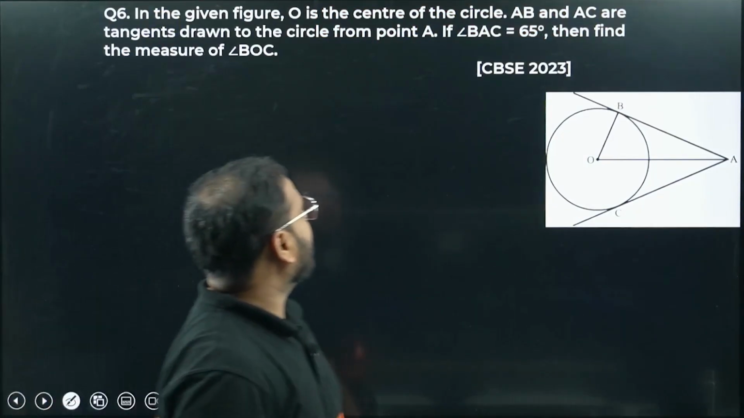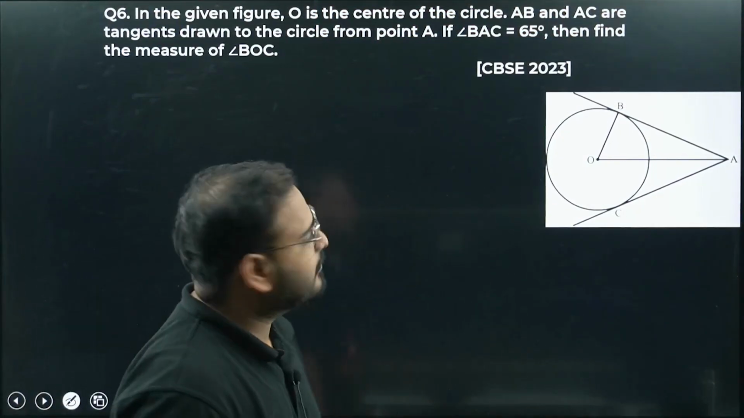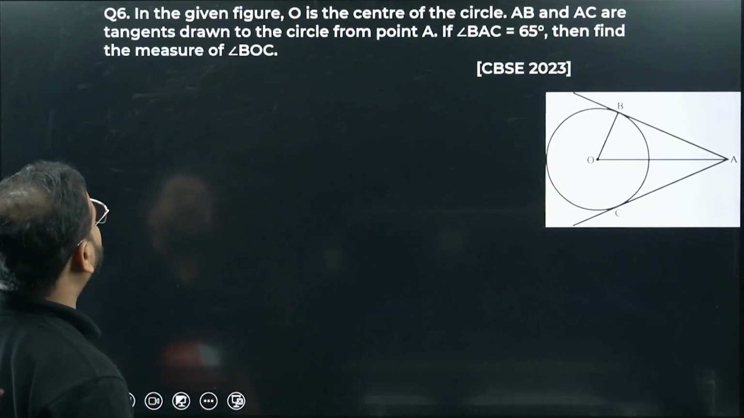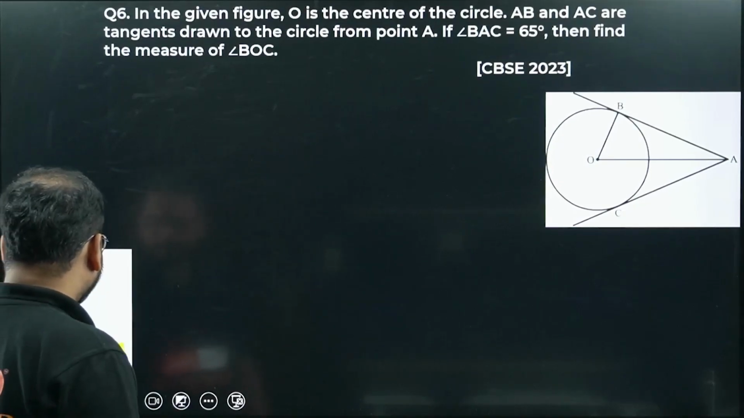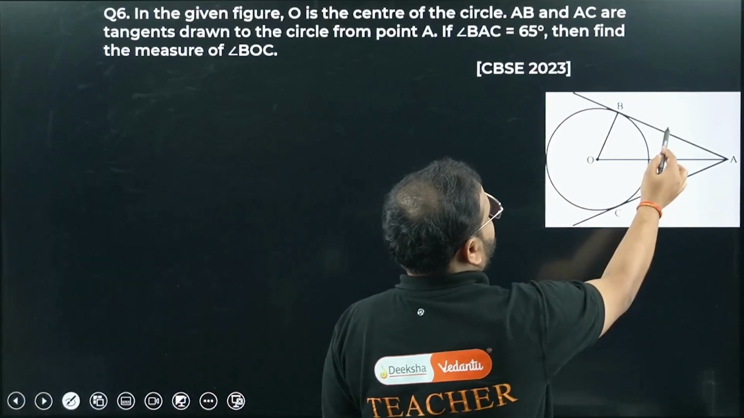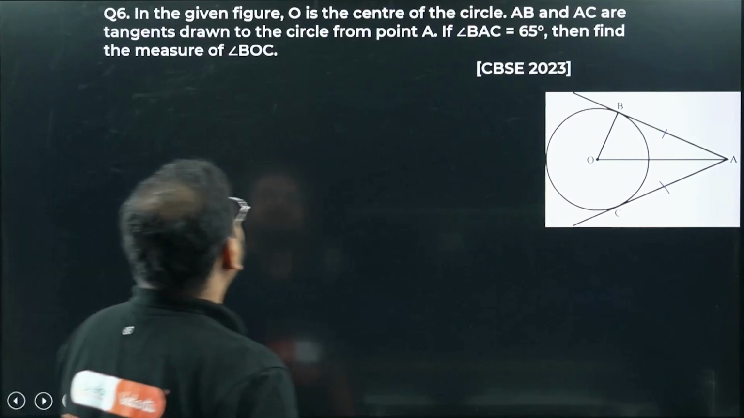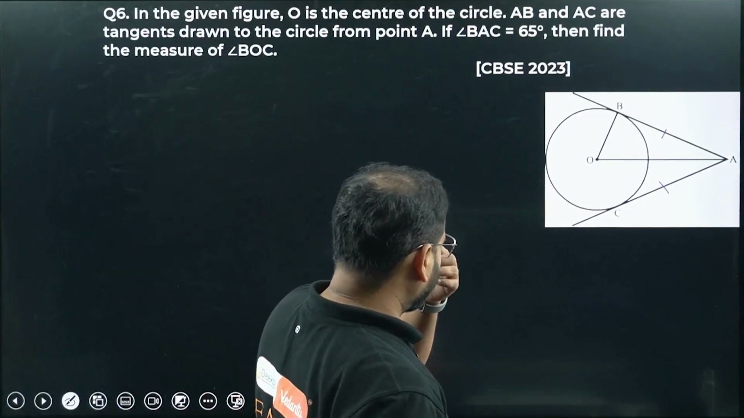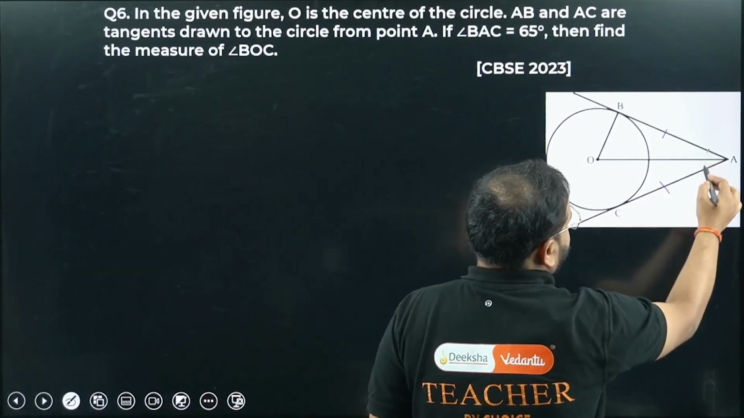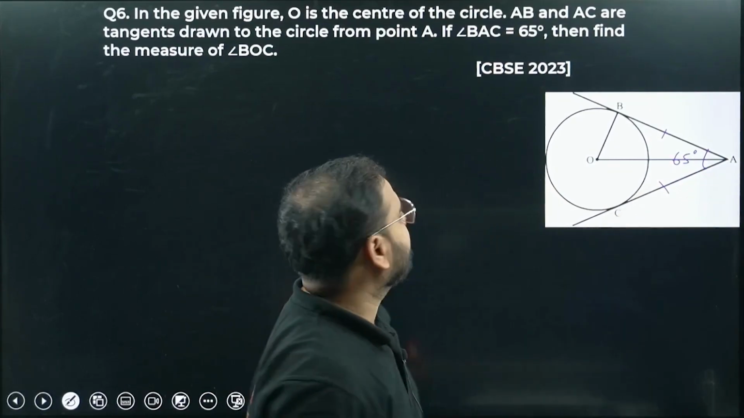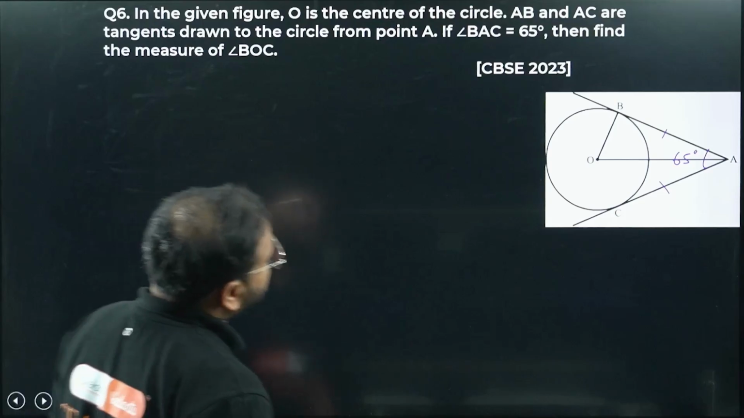In the given figure, O is the center of the circle. AB and AC are tangents drawn to the circle from point A, so AB and AC will be equal. If BAC is 65 degrees, the whole angle, then find BOC.